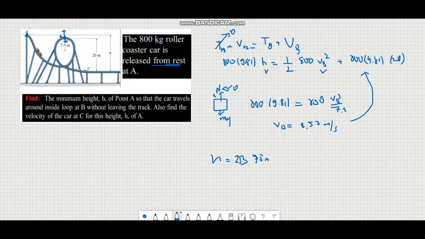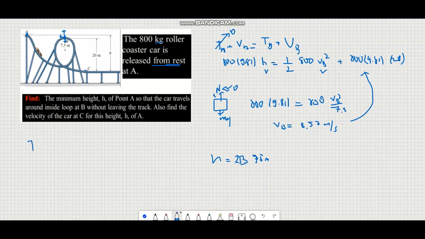So therefore, if we have the 23.75 meters, this guy is gonna come and then it will turn this point B without any dropping from this track. And the other question was point C.